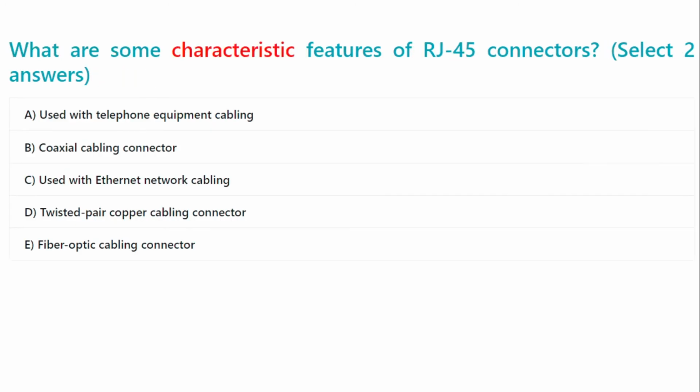What are some characteristic features of RJ45 connectors? Select 2 answers. A. Used with telephone equipment cabling. B. Coaxial cabling connector. C. Used with Ethernet network cabling. D. Twisted pair copper cabling connector. E. Fiber optic cabling connector.